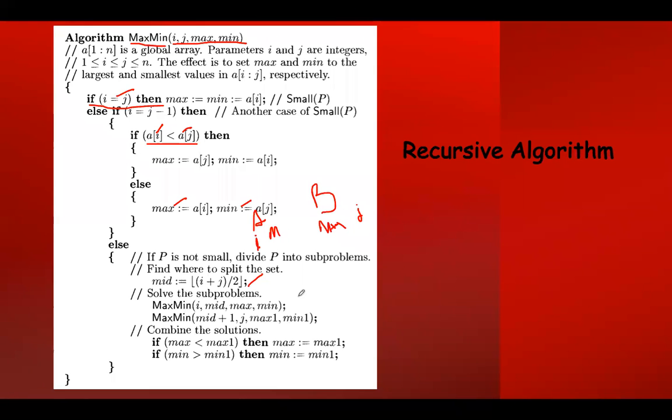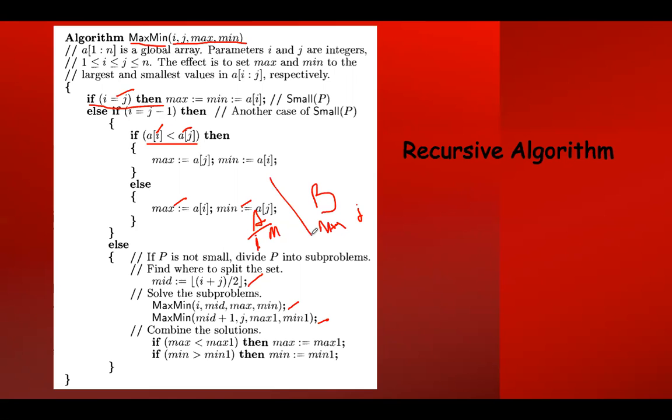You can observe here that I am calling max min recursively. First I am calling max min for the first part of the array, that is A. When calling the max min algorithm for the first part, we have to pass the first element and last element. For the first part of the array, the first element is i and the last element is mid. Is it clear?